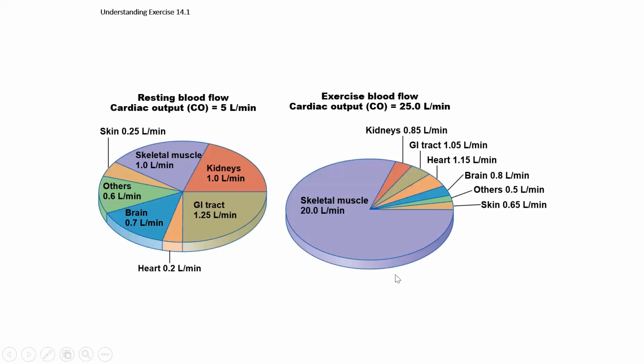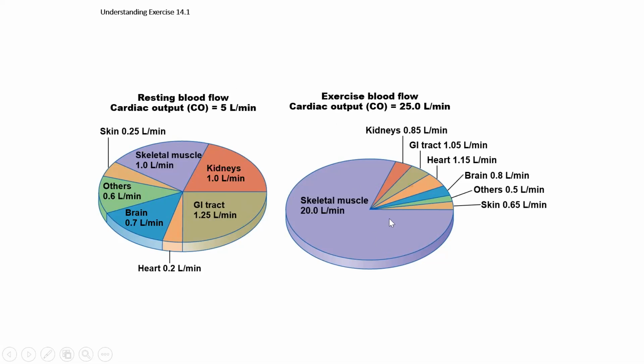Let's look at the schematic here. So when we're at rest, cardiac output is about 5 liters per minute. And so if we look at the distribution of that 5 liters per minute, we've got about 1 liter going to skeletal muscles, about 1 liter going to kidneys, about 1.25 liters going to the GI tract. So slightly more to the GI, which we can appreciate, right? Remember that rest and digest. And then we've got about 0.2 liters going to the heart, 0.7 to the brain, and then others 0.6.